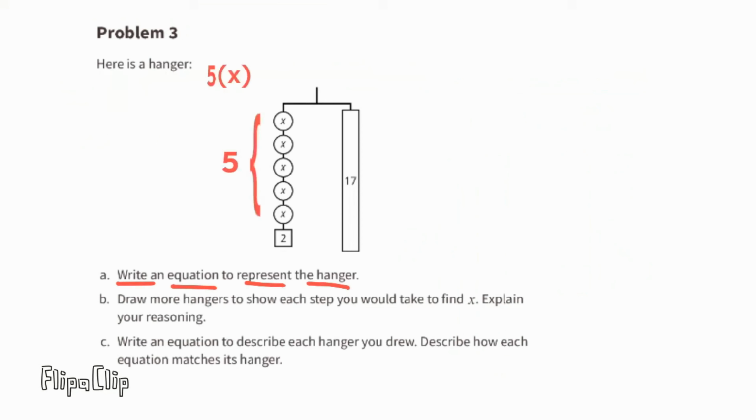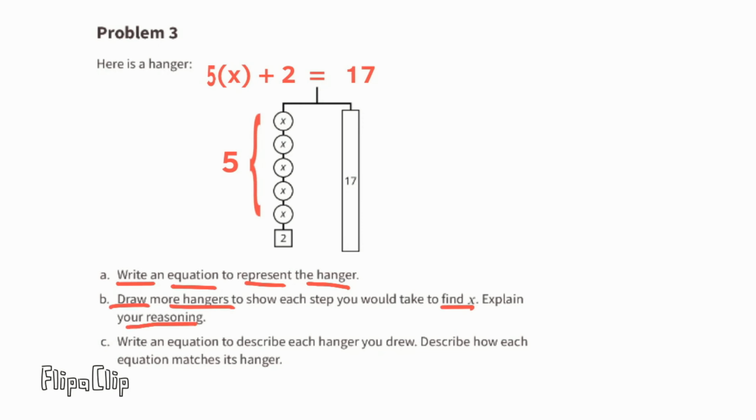On the left side of the balanced hanger, you have 5 x's. That would be represented as 5x in an equation. Underneath the 5 x's, you have a box that says 2, so that is represented in the equation as plus 2. On the right side of the balanced hanger, you have a bar that says 17. In the equation, that means that the left side is equal to the right side and that the right side has a value of 17.